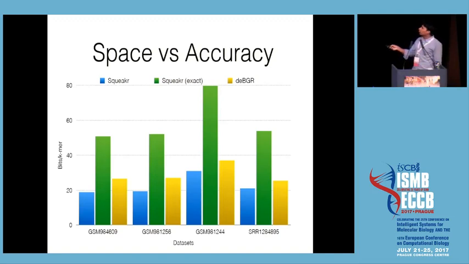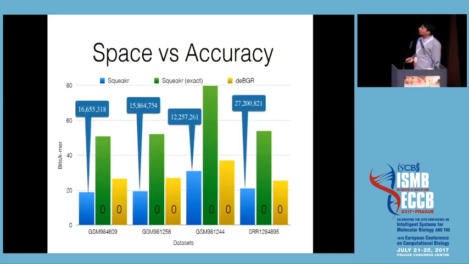And the yellow bar is deBGR, which is the current system. You can see that for all the data sets, deBGR takes almost half of the space of the exact representation, and it takes slightly more space compared to the approximate representation. But how about accuracy? When we talk about accuracy, you can see the number of errors in Squeakr, which is an approximate representation, is of the order of a few millions. But deBGR has no errors.